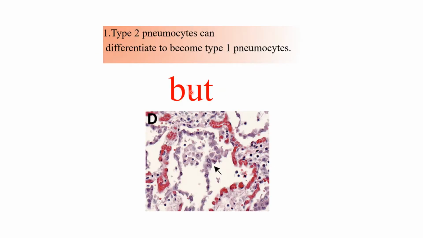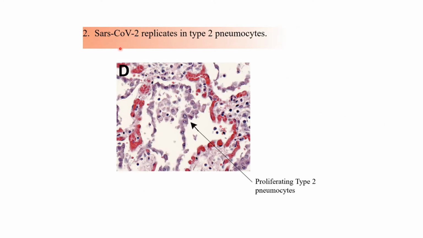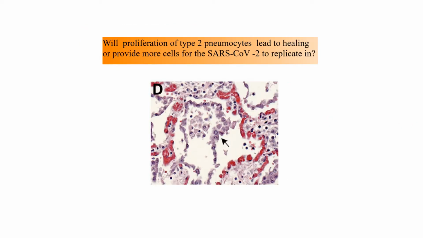But SARS-CoV-2 replicates in type 2 pneumocytes. So, will proliferation of type 2 pneumocytes lead to healing or provide more cells for the SARS-CoV to replicate in?